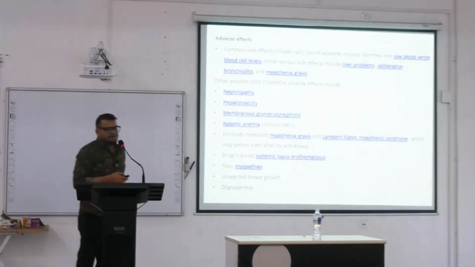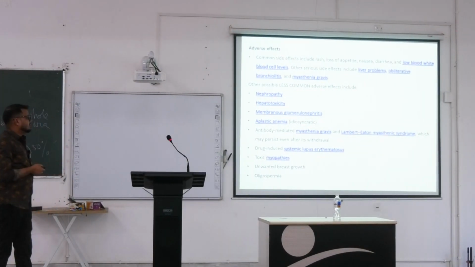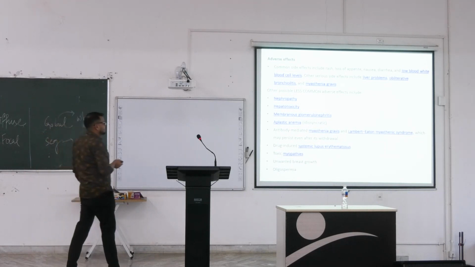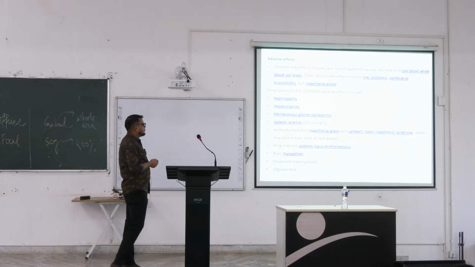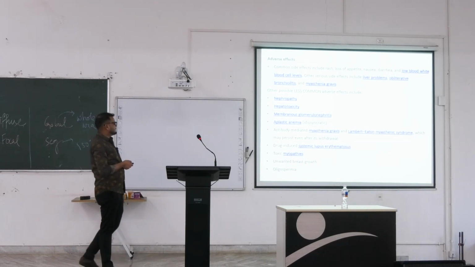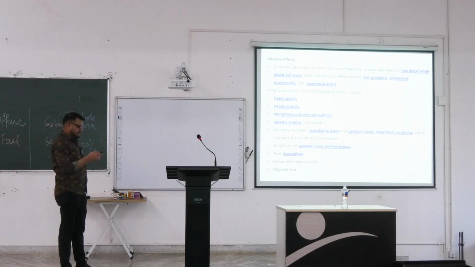Okay, what are the side effects of penicillamine? A lot of side effects: rash, nausea, diarrhea, low white blood cell count, and other serious side effects include liver problems, obliterative bronchiolitis, and myasthenia gravis. Other possible less common adverse effects include nephropathy, hepatotoxicity, glomerulonephritis, aplastic anemia, and a lot of others. Mainly it may cause nausea, diarrhea, and low white blood cell count.